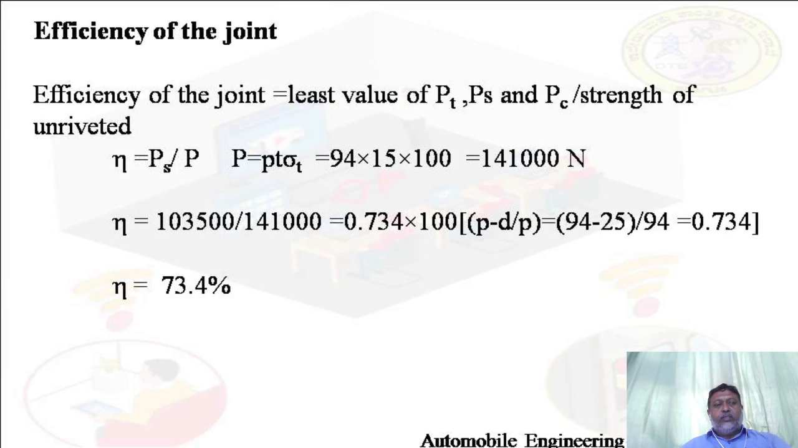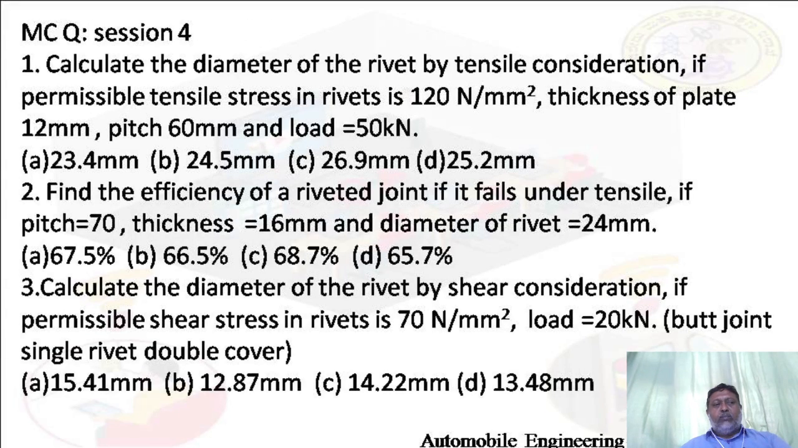After calculating this, we come across efficiency of the joint. Efficiency of the joint is given by the least value of the three divided by the strength of the unriveted joint. And the strength of the unriveted joint is given by P is equal to PT sigma T, that is 1,41,000 Newton. So now when you divide all the values, 1,03,500 divided by 1,41,000, we will have 0.734. To get the percentage, we have to multiply by 100. Therefore, the efficiency is 73.4%.